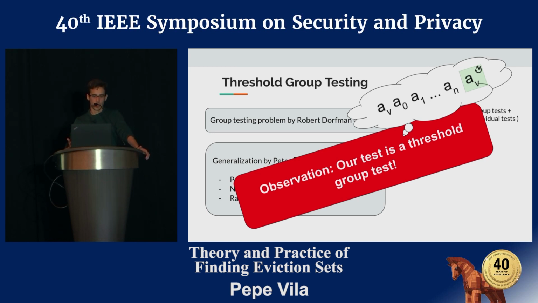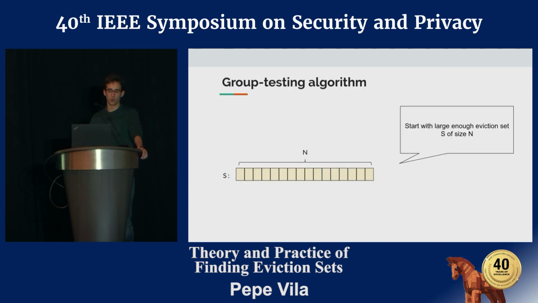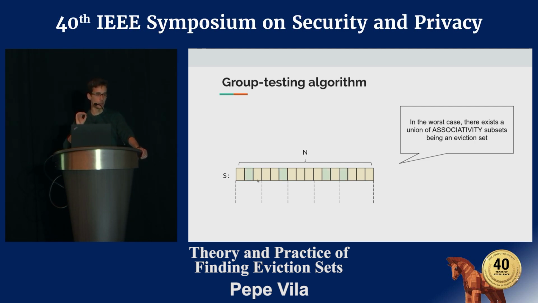So with this insight about threshold group testing, we designed the following algorithm. And the settings here are the same. We will start with a large eviction set of size n. And this time what we will do is split this set into associativity plus 1 subsets. So if we imagine that in the worst case, this eviction set contains only 4 defective elements, what we are interested in is to find a union of these subsets that is an eviction set.